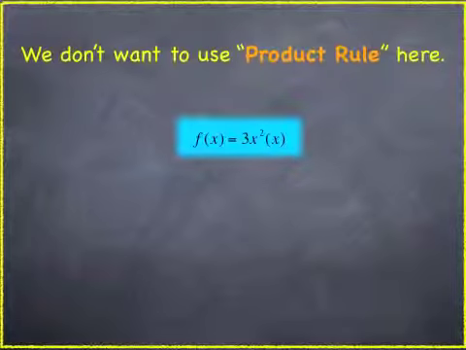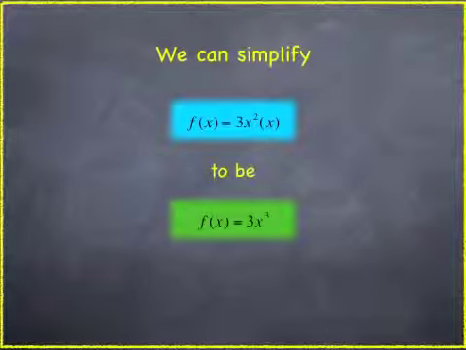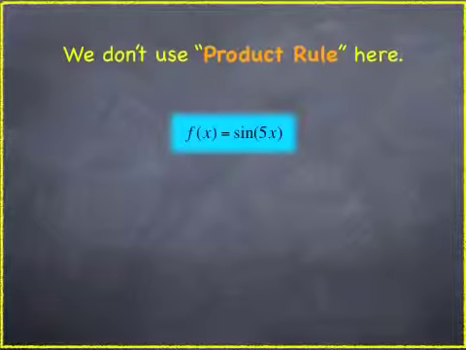Now here's an example where we would not use product rule, mainly because we can simplify this to 3x cubed. And now it would make more sense to use power rule, which is much easier to take the derivative.